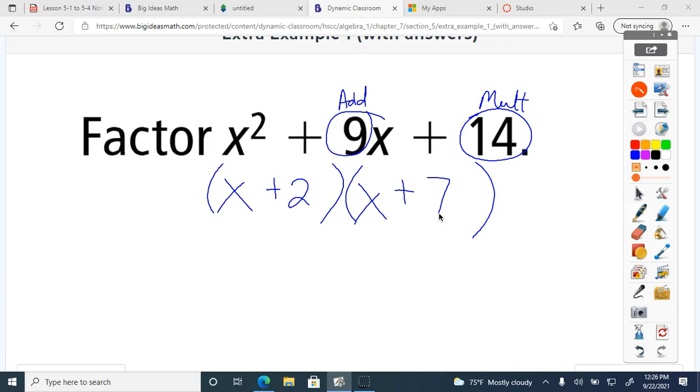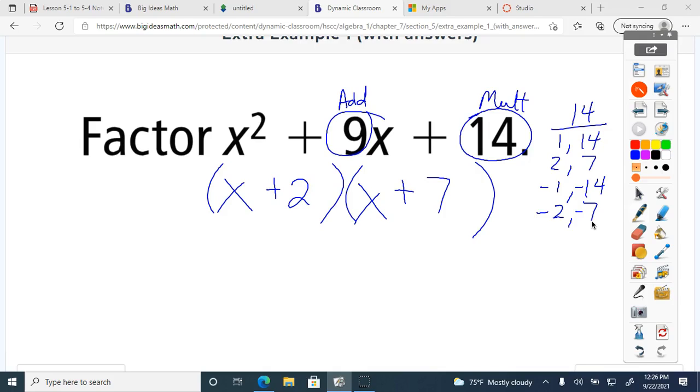Now, we did that one in our head. Do you have to do it in your head? No. You can literally come over here, put down 14, and just start writing the factors of 14. Just make sure whatever you put, you include positive and negative, because it might be both. Most of the time, you should be able to do it in your head.